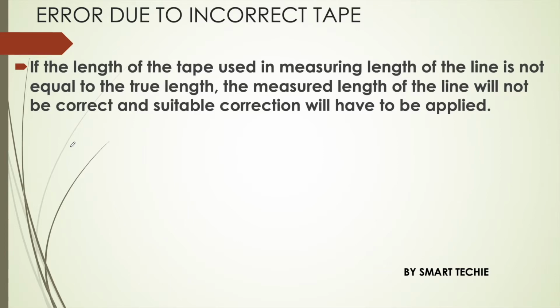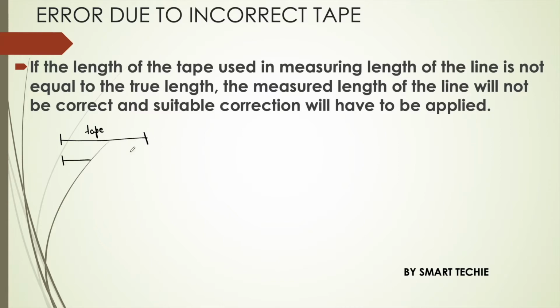So today's topic is error due to incorrect tape. In this case, the length of the tape which is used to measure the line is not equal to its true length. For example, the length of the tape which is used for surveying or to measure a line is not equal to its true length.